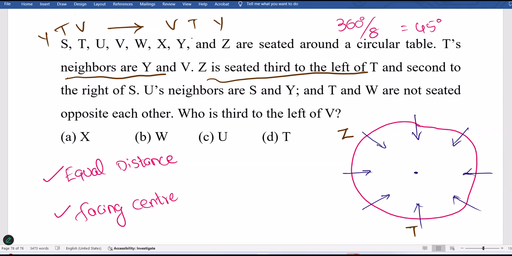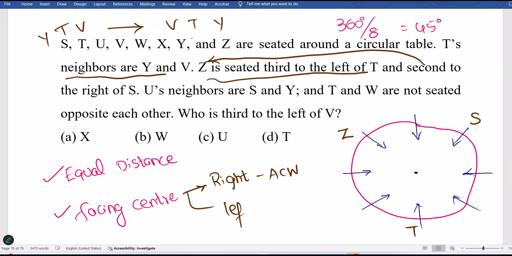Next one, and. When there is an 'and' or 'but' or 'while', it is related to the first candidate, not the immediate person. Z is second to the right of S. Z second right of S. Right means anti-clockwise, 2 steps. Right means anti-clockwise when you are facing the center. Right means go anti-clockwise; left means go clockwise.